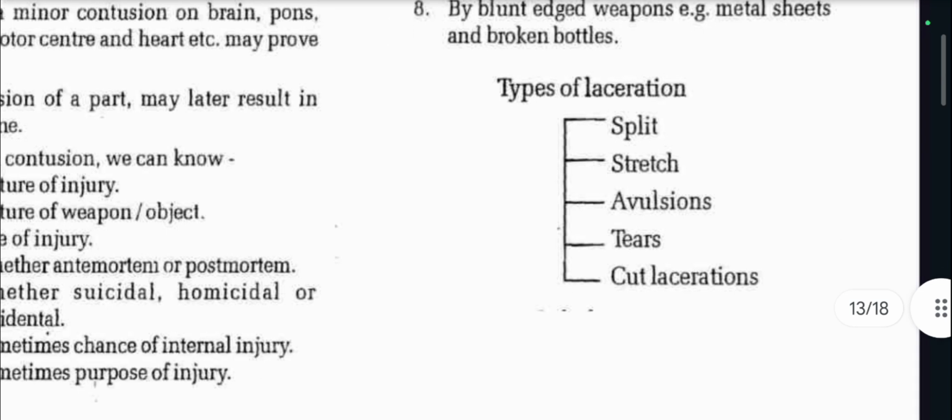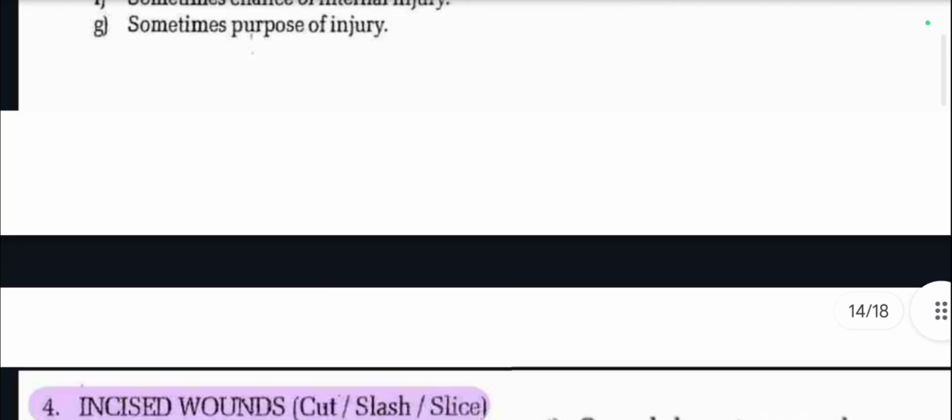Now what are the types of laceration? Split laceration, stretch laceration, avulsions, tears and cut laceration. There are 5 types: split, stretch, avulsions, tears and cut laceration.